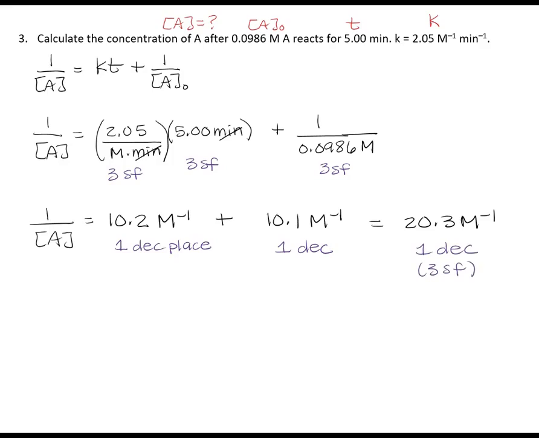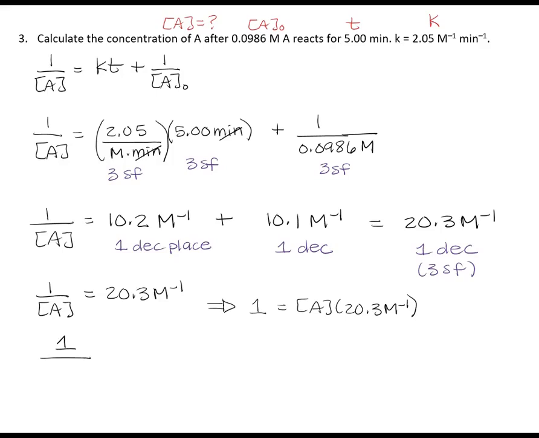Now we're not done yet. We need to take the inverse of that, but I do want to show you how the math works out. Let me start with what I have at this point. I have 1 over A equals 20.3 inverse molar. If I cross multiply, I end up with 1 equals A times 20.3. I'm solving for A, so I need to divide both sides by 20.3, and I end up with 1 divided by 20.3 inverse molarity equals A.